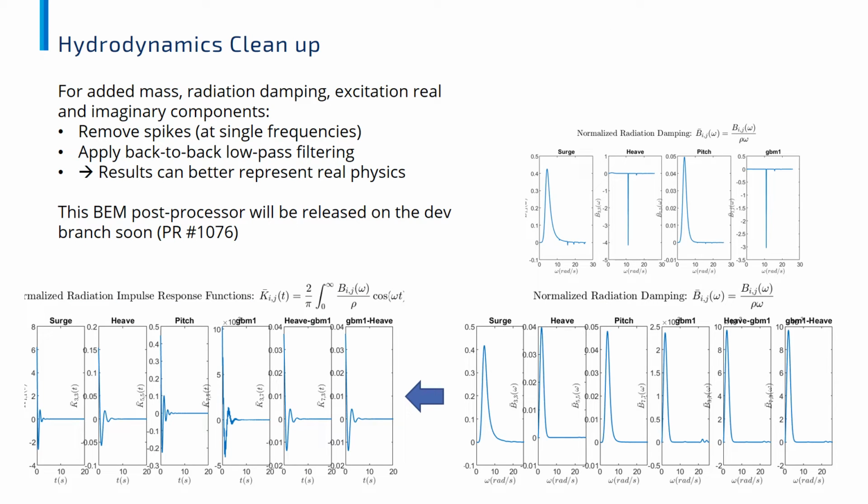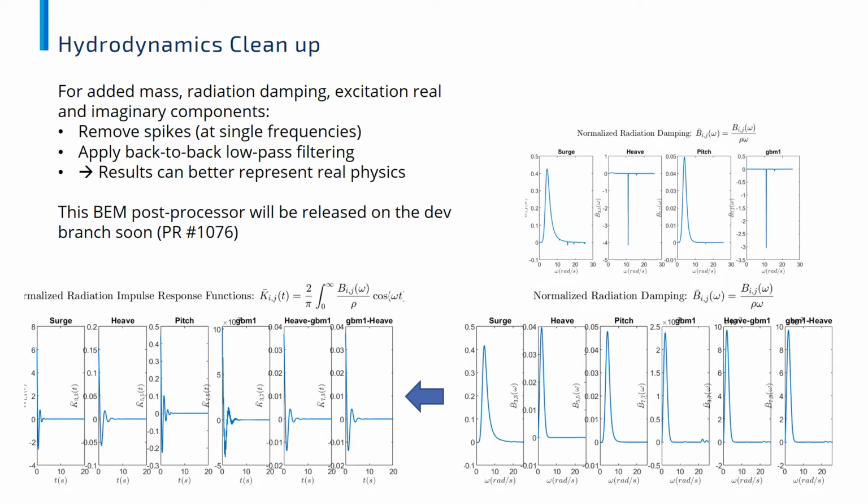Here we see the results of this boundary element method cleanup code applied to the radiation damping. The raw boundary element method results are shown in the upper right. The cleaned up boundary element method results are shown there at the bottom right of the screen, and the resulting cleaned up impulse response function is shown there at the lower left. And you'll notice that the non-physical resonances of heave and generalized body modes are significantly attenuated in the cleaned up results. And that's vital to arriving at an impulse response function that's representative of the physical response of the device.